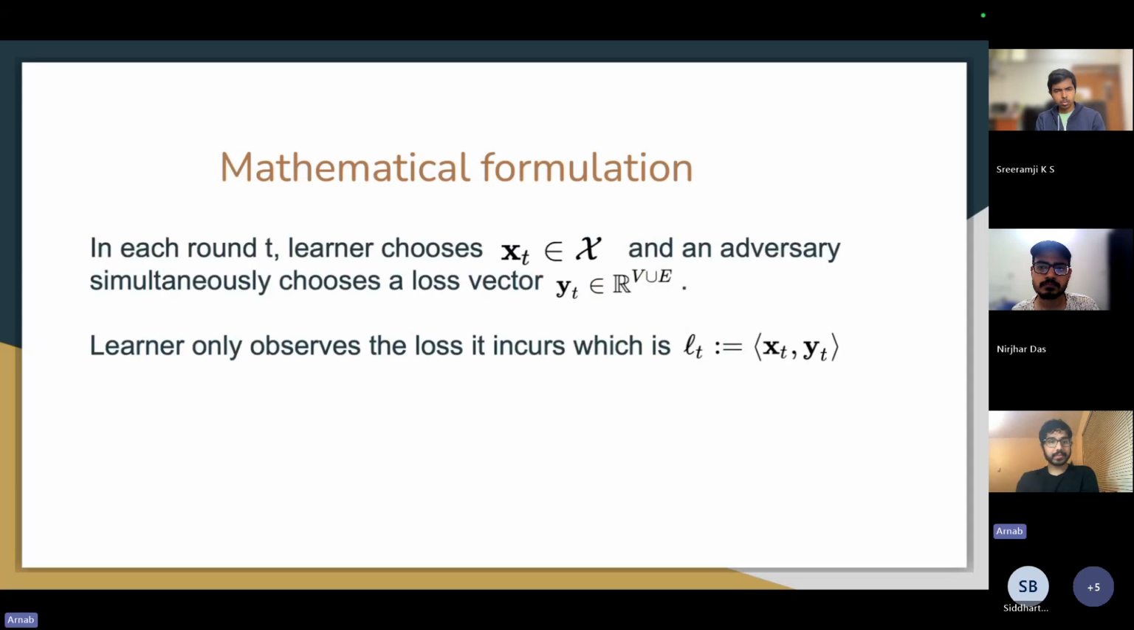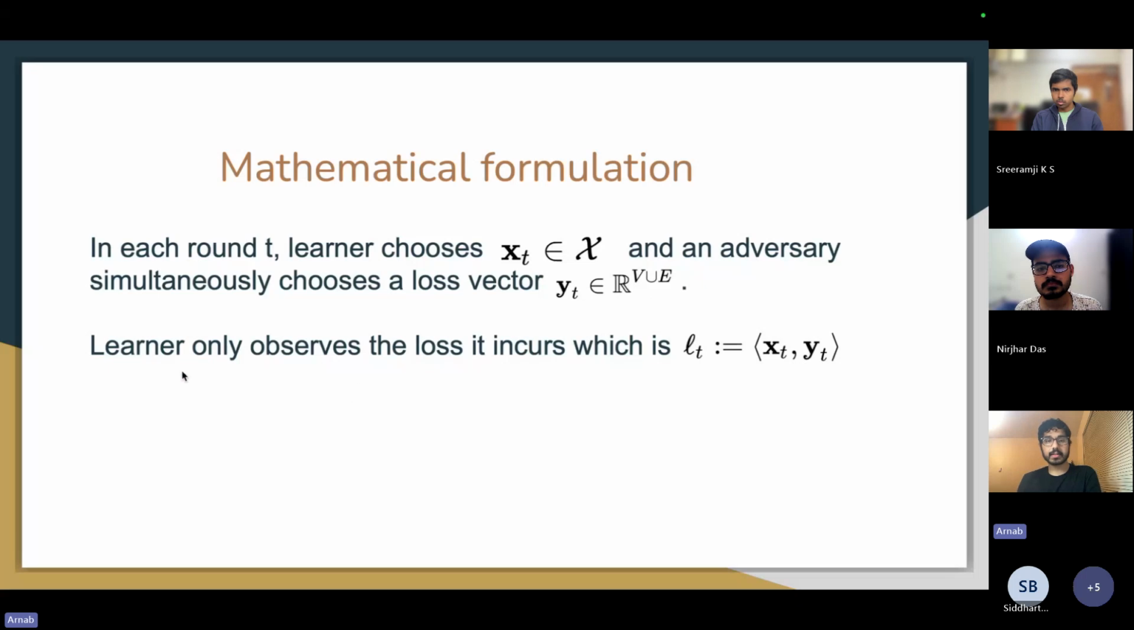So mathematically, what we'll be doing is, in each round, we'll choose some vector x_t from the set calligraphic X, which denotes the set of all paths. And an adversary simultaneously chooses a loss vector y_t. Just to be clear, it only assigns loss to the edges. So this is just an extended representation. The values corresponding to the vertices will be given a value of 0. So the vertices themselves don't have a loss, just for clarity.